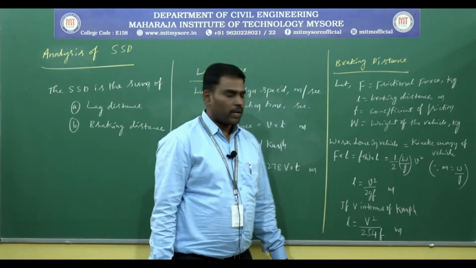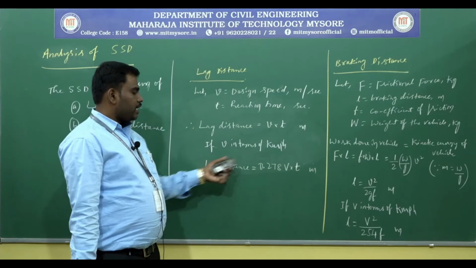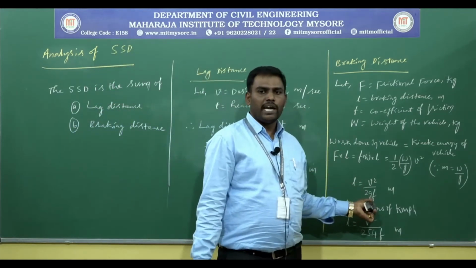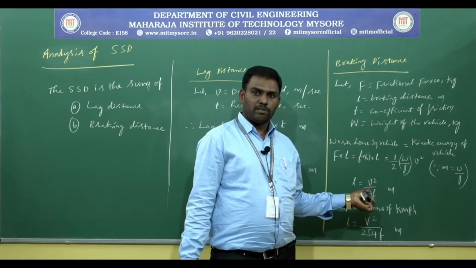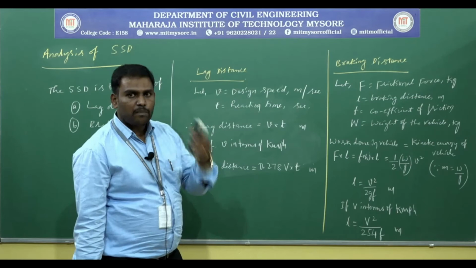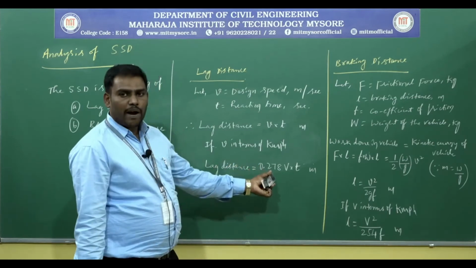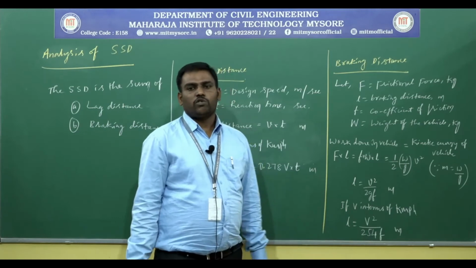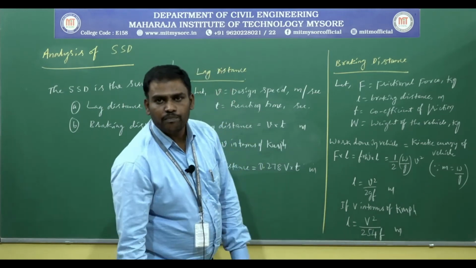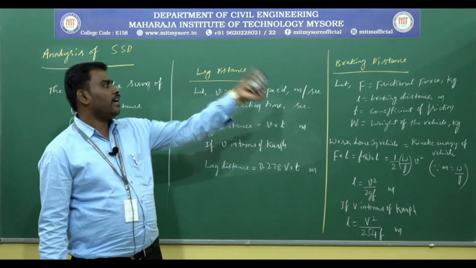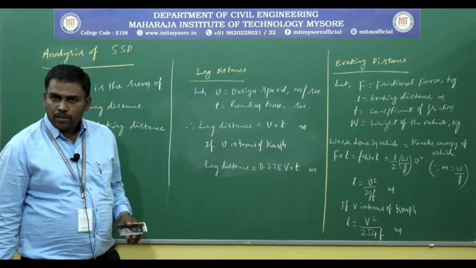Is it clear? The lag distance is equal to Vt and braking distance is equal to V square by 2gf when V is in terms of meter per second. And when V is in terms of kilometer per hour, lag distance is equal to 0.278 Vt and braking distance is equal to V square by 254F. This is regarding the lag distance and braking distance.